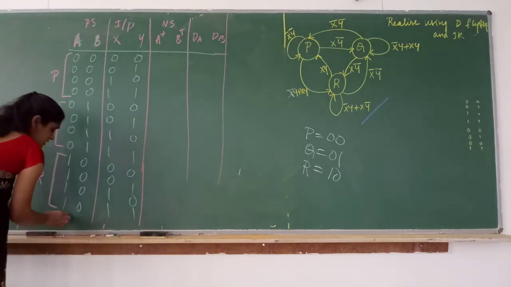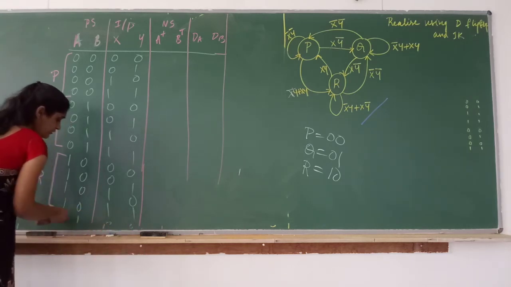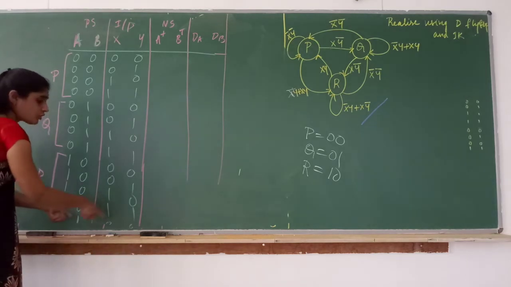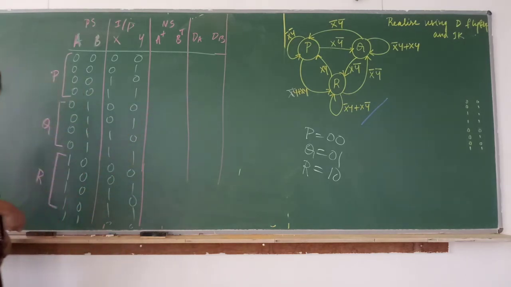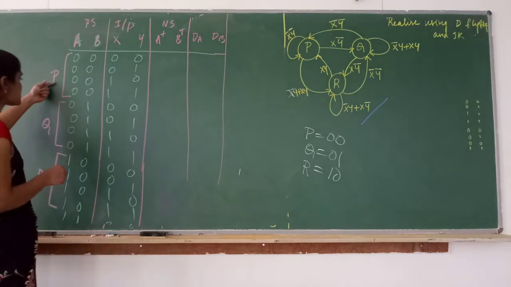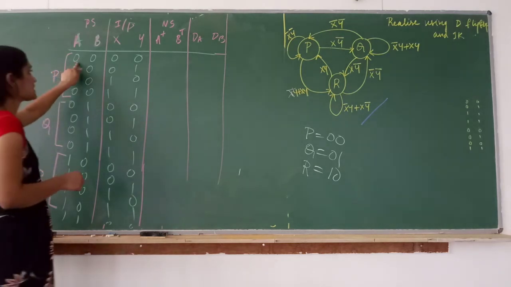So if you continue writing, you get it as what? 1, 0, 1, 1. Now then 1, 1, 0, 0. 1, 1 state itself is not there. So for the remaining 4, you are going to put X in the excitation table. Don't care. Okay. So this is P, this is Q, this is R. Now what is present state? P.